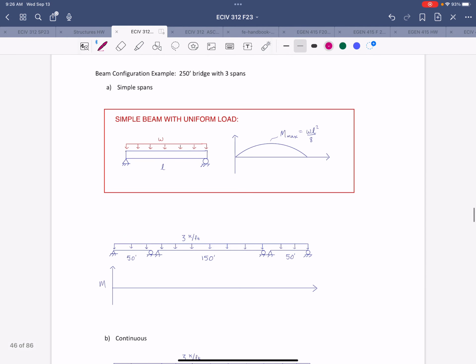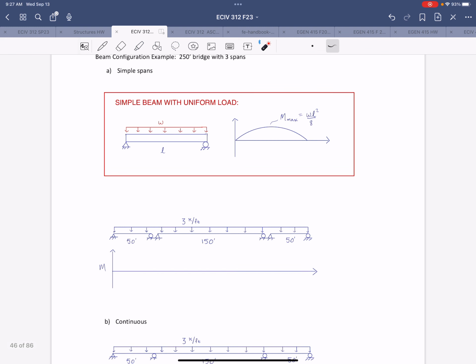All right, so now we'll start thinking about what a difference it makes if we have a continuous beam versus a beam of multiple single spans. First we'll consider the simple span configuration, and then we'll apply it to a bridge that's 250 feet long with 3 different spans. And remember the definition of a span: it's the distance between supports, usually the horizontal distance when we're thinking about members that span horizontally.